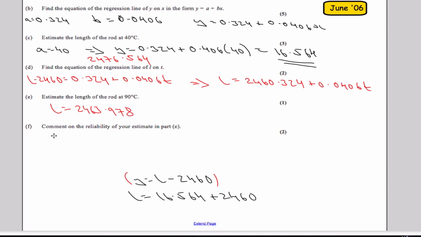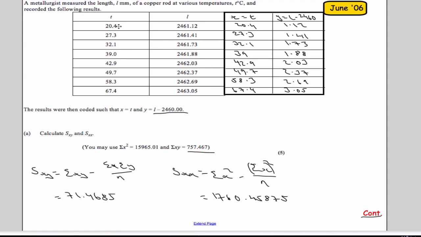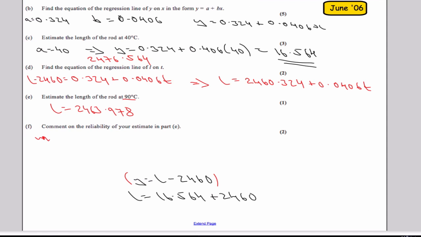And comment on the reliability of your estimate in part E. We chose a value of 90 degrees. 90 degrees is way outside the range of data shown, so it's unreliable as outside the range of data.